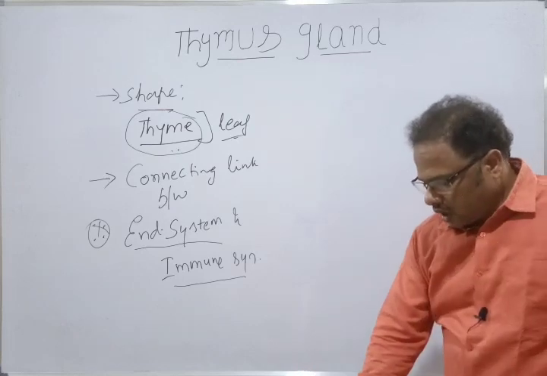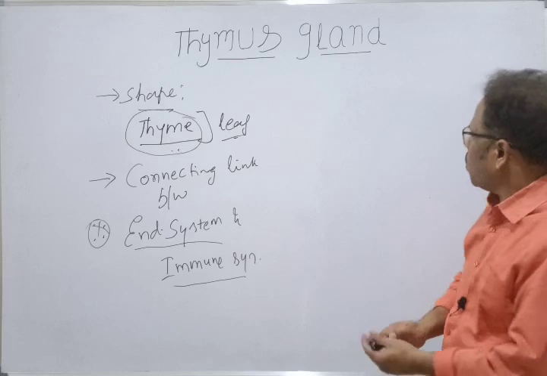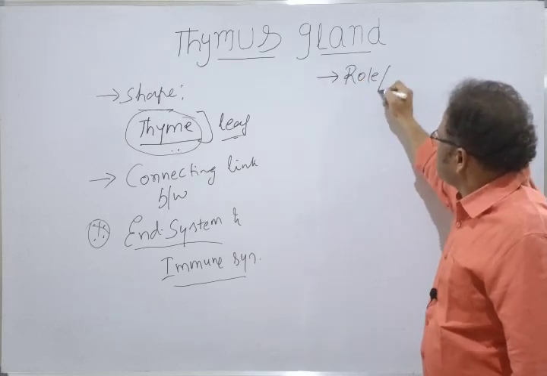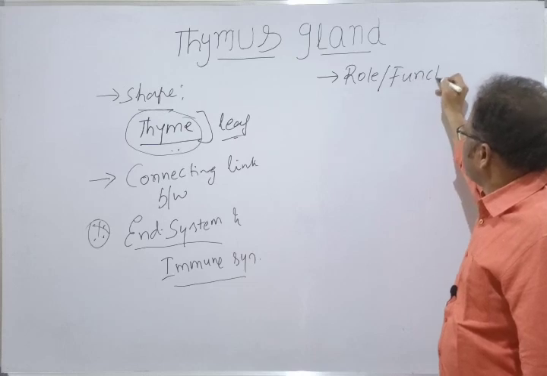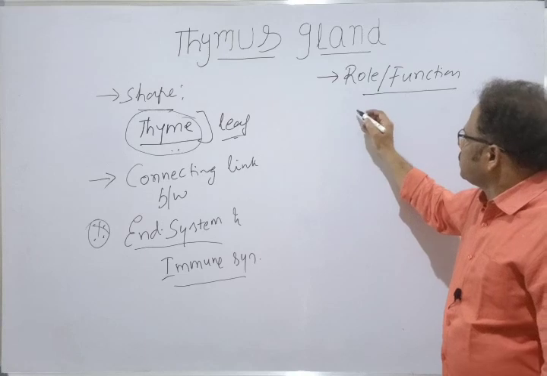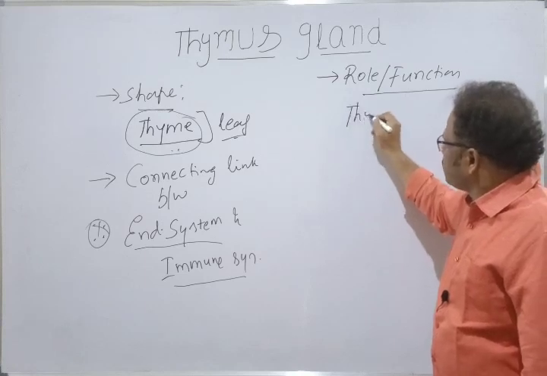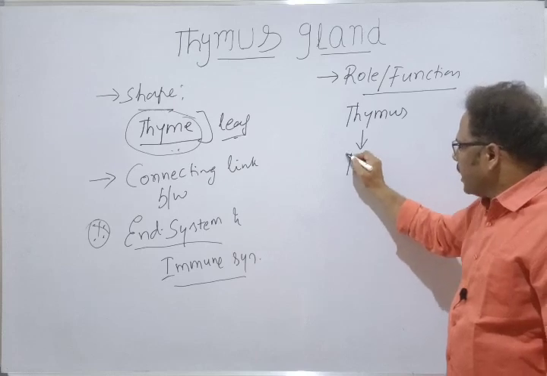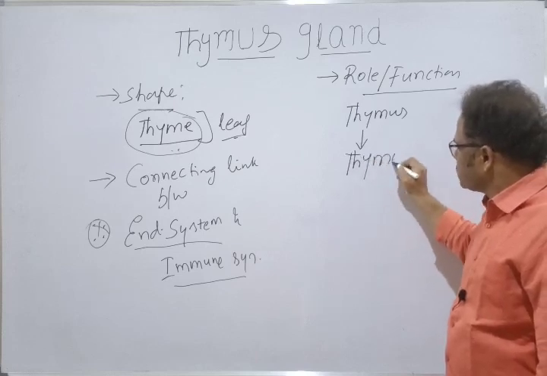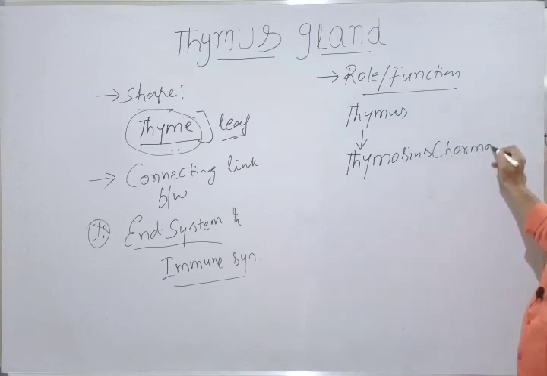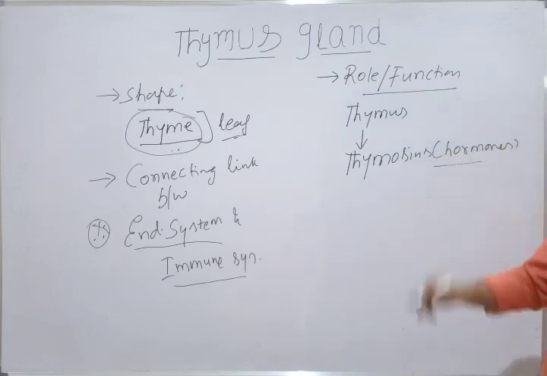Now, what's the role of this one? Let's discuss the role. The next point is the role or function of the thymus gland. The thymus gland releases the hormones called thymosins. Thymosins are the hormones released by the thymus gland.